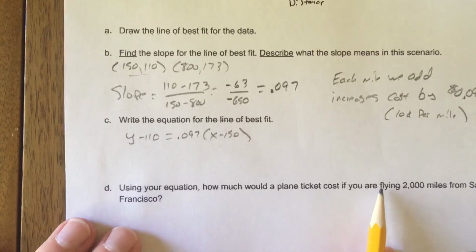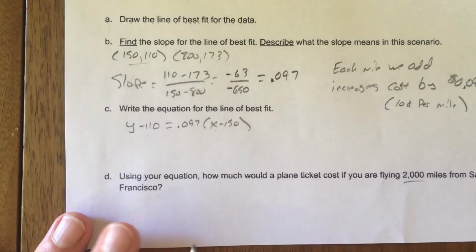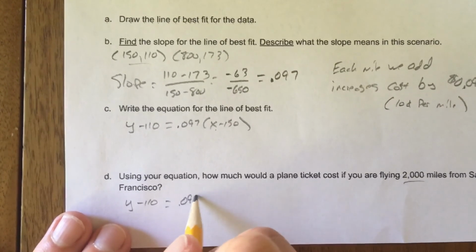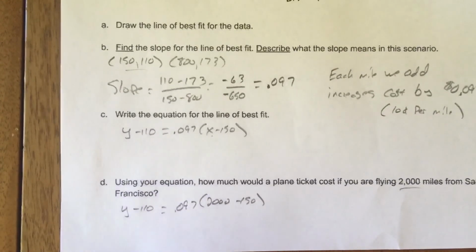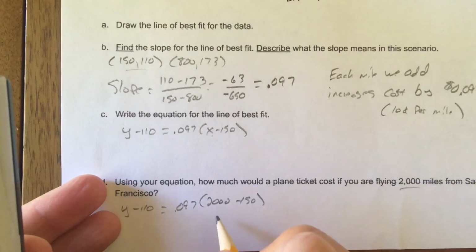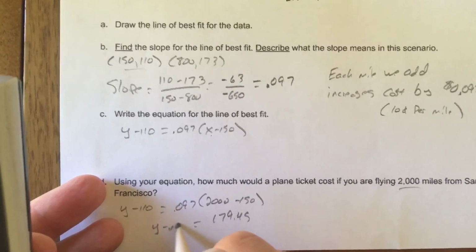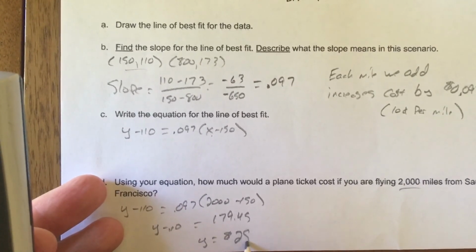So what would we predict our plane ticket to cost if we were going 2,000 miles? We're going to put 2,000 in for x. Y minus 110 equals 0.097 times 2,000 minus 150. So you do 2,000 minus 150, multiply it by 0.097, and you should get 179.45. And then we're going to add 110 to that, and so our plane ticket would be 289.45.